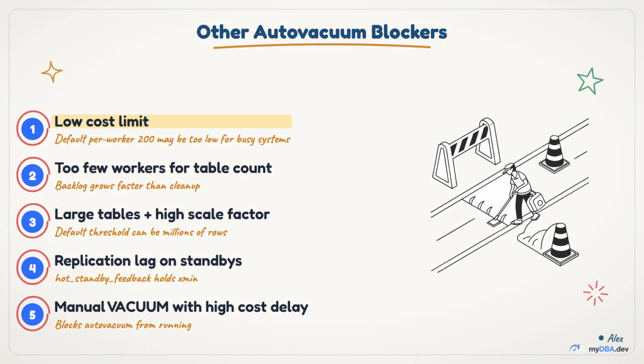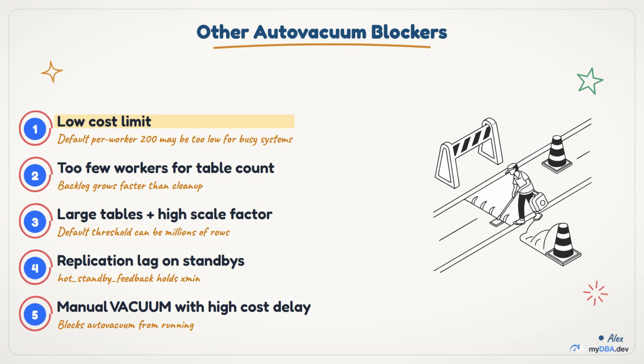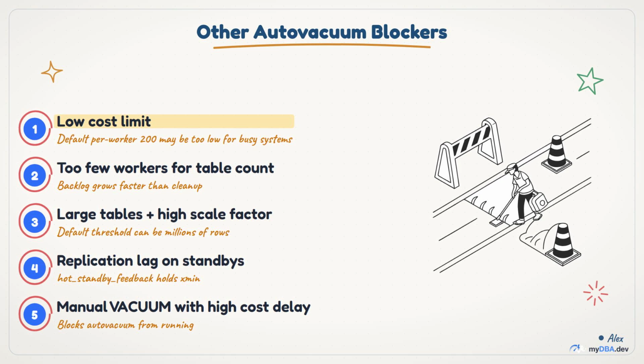Does that interfere? It can. If you run a manual vacuum with a high-cost delay, it'll block Autovacuum from starting on that table. Autovacuum won't double up, so if you're running manual vacuums, make sure they finish quickly or Autovacuum just waits.